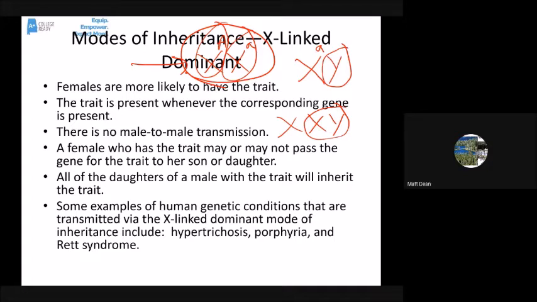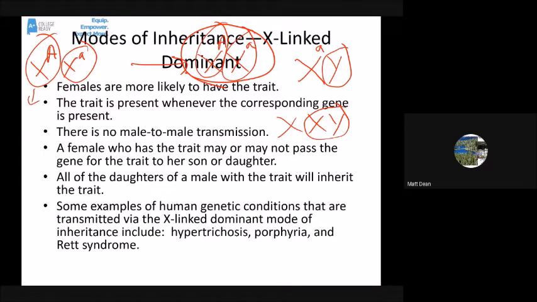A female who has the trait can pass it on to a son or a daughter. Doesn't have to. We saw this individual. The daughter could inherit this X. The son could inherit this X and not be affected. Or on the other hand, either child could inherit this X and be affected.